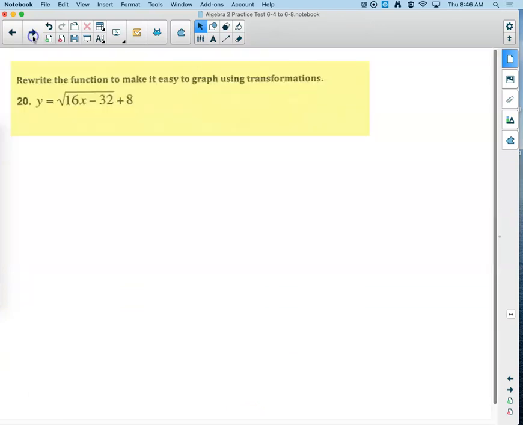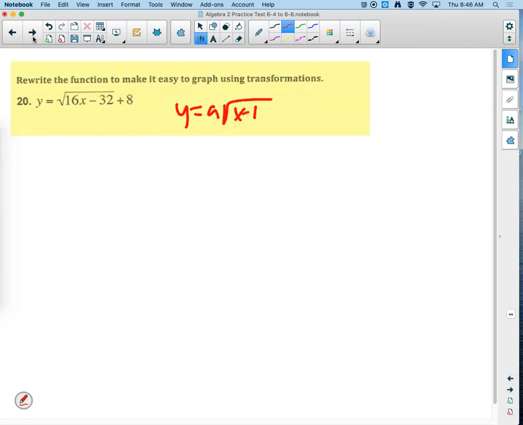Now, we did several of these in class too. Rewrite the function to make it easy to graph using the transformations, because this is not right. We want it to look like that. There's a number up there that's messing all that up. What number is it? The 16. Can we factor out a 16 out of both of those terms? Then let's take it out of there. But we're going to take the square root of 16. And I think we know what the square root of 16 is. What is it? It's 4.